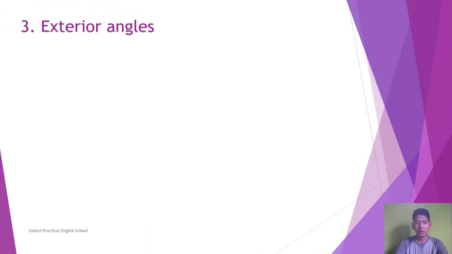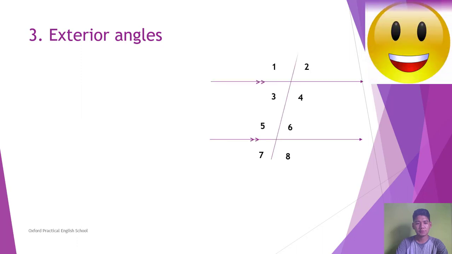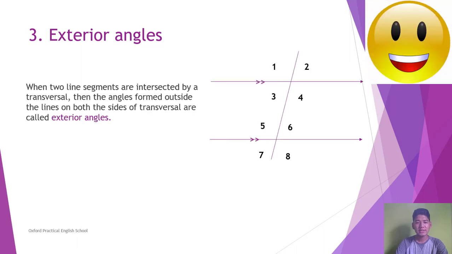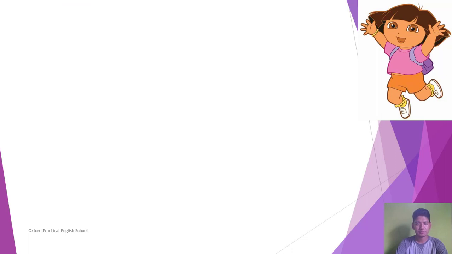The first type of angle is called exterior angles. When two line segments are intersected by a transversal, then the angles formed outside the lines on both the sides of transversal are called exterior angles. Here, the exterior angles are angle 1, angle 2, angle 7 and angle 8. The reason why they are called exterior angles is because they are formed outside the lines. So, they are exterior angles.